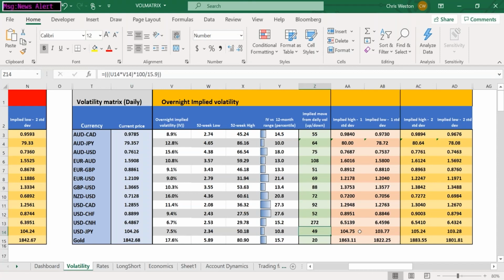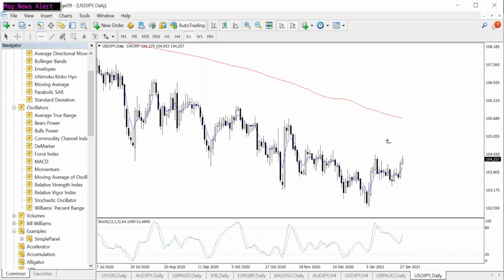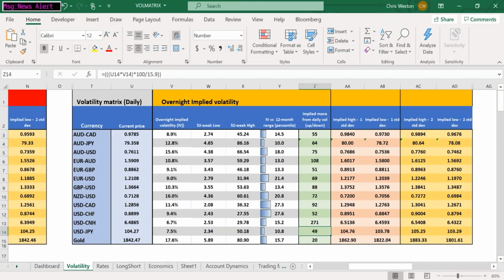So I'm going to go now and actually draw those lines. 104.75 is the top one. Let's use that one there. And then the bottom one, 103.78.